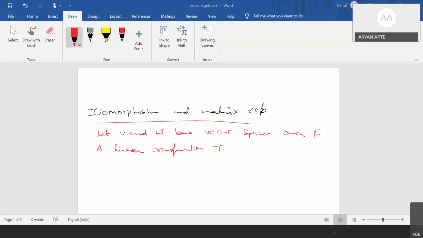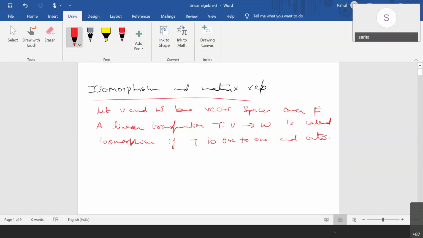Okay. Let V and W be two vector spaces over F. A linear transformation T is called an isomorphism if T is 1 to 1 and onto. Now, isomorphism is very important. That is why even if I want, I cannot leave this out of your course, because the entire linear algebra is related to isomorphism and linear transformation. This linear transformation topic cannot be completed if we are not doing isomorphism. So that is why it is to be done.